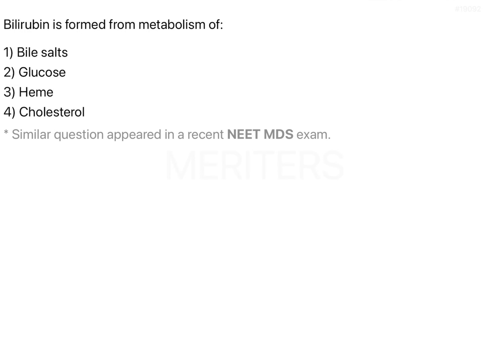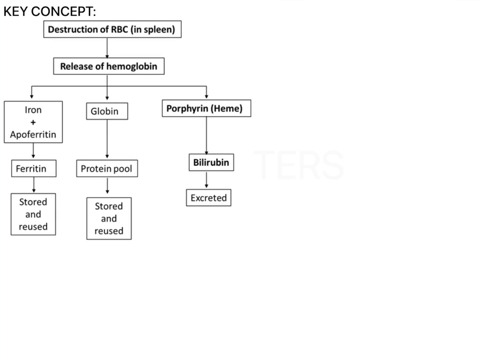Bilirubin is formed from the metabolism of bile salts, glucose, heme, cholesterol. So what is this bilirubin metabolism? We are going to learn a detailed flowchart of this bilirubin metabolism. This bilirubin is the product of destruction of your RBC. That is the basic that you have to know.